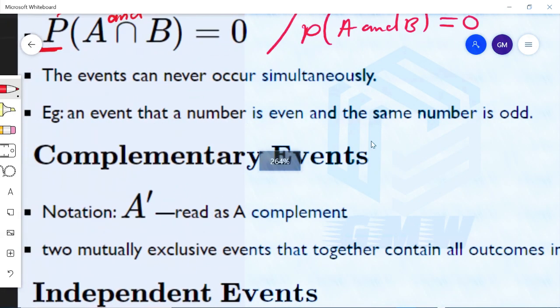So an example I have for that is an event that a number is even and the same number is odd. You see, it cannot happen, isn't it? Because an even number, by definition, is a number that is divisible by 2 without leaving a remainder, okay? And on the other hand, an odd number is a number that is not divisible by 2 without leaving a remainder. So you cannot have a single number that satisfies the condition for even and odd at the same time, right? So it could not intersect.